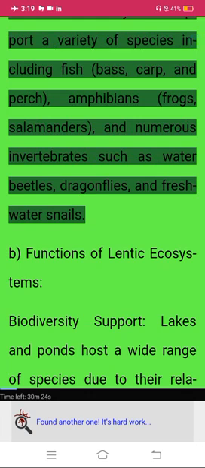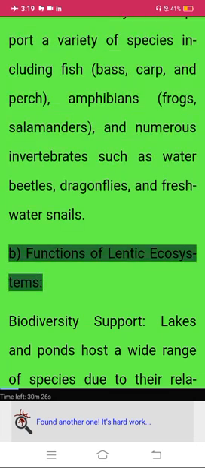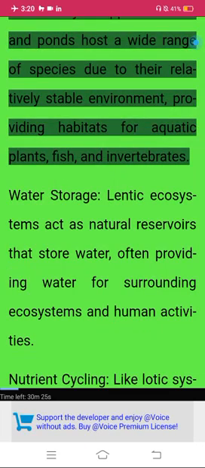Fauna. These ecosystems support a variety of species including fish, bass, carp, and perch; amphibians, frogs, salamanders; and numerous invertebrates such as water beetles, dragonflies, and freshwater snails. Key functions of lentic ecosystems. Biodiversity support. Lakes and ponds host a wide range of species due to their relatively stable environment, providing habitats for aquatic plants, fish, and invertebrates.